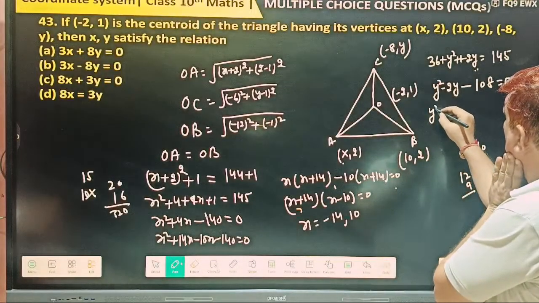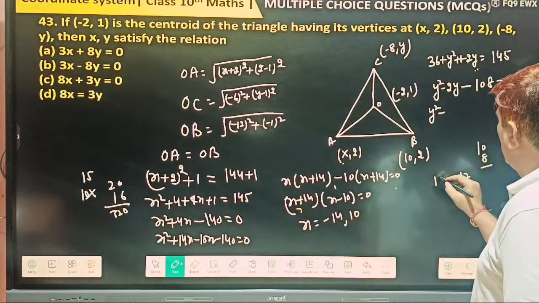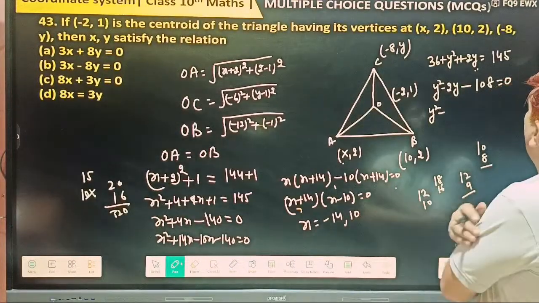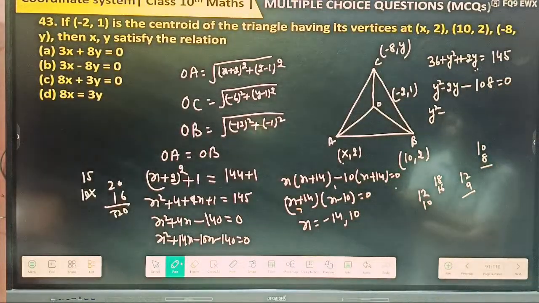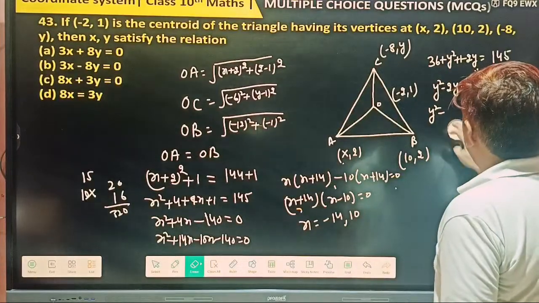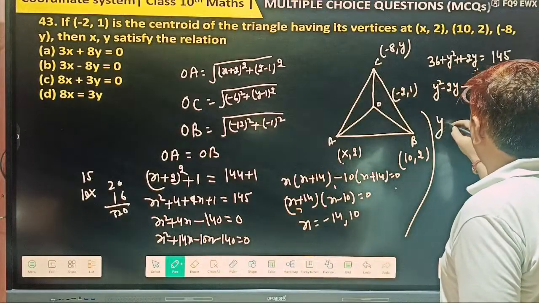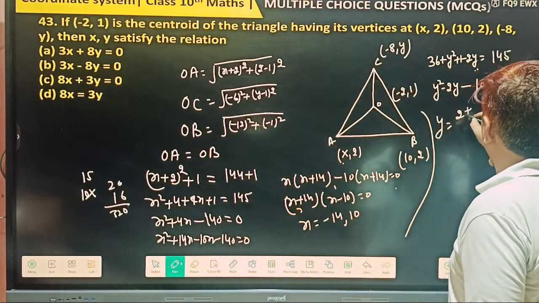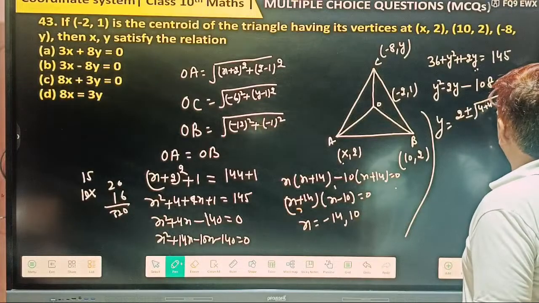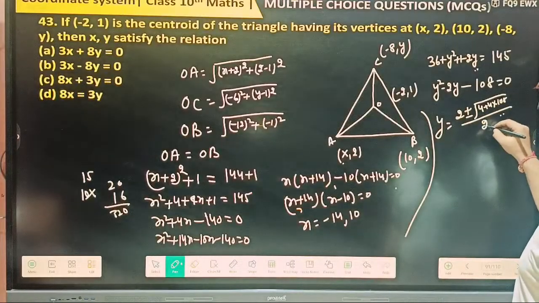So y square minus... Otherwise, directly we can find out, no problem. This also we can find out. So what's your y? y equal to minus b plus minus root of b square minus 4ac, by 2a, where a is 1, and c is 108.